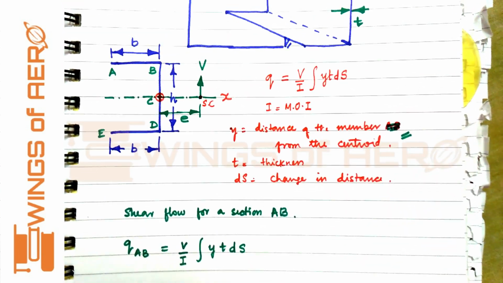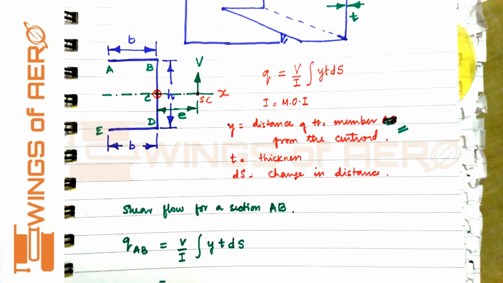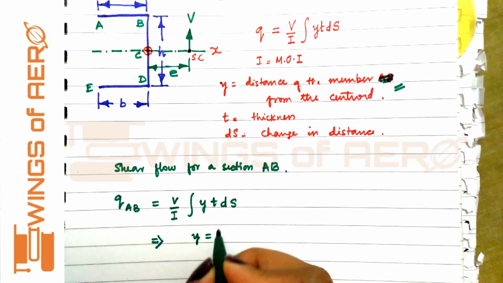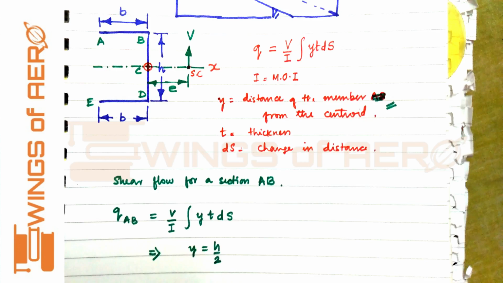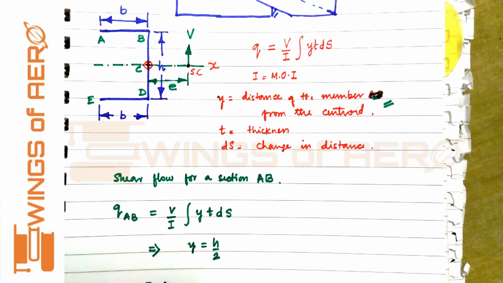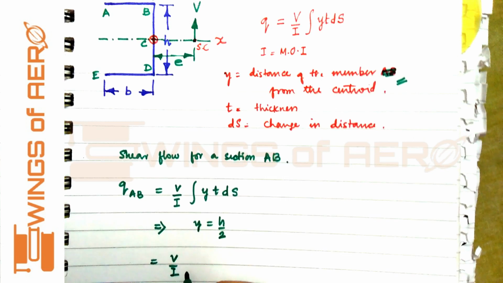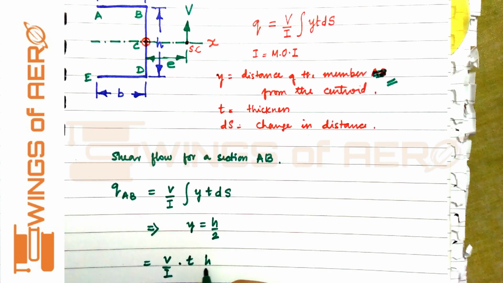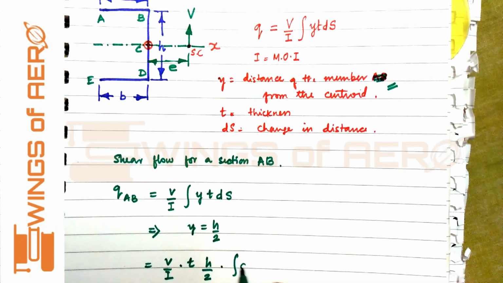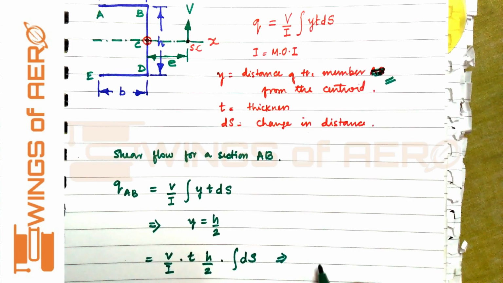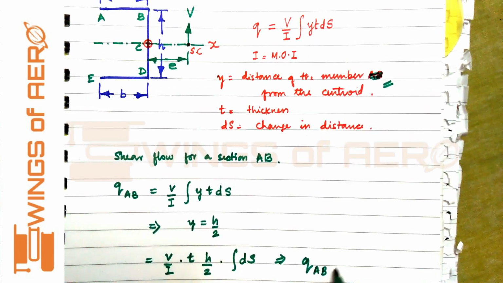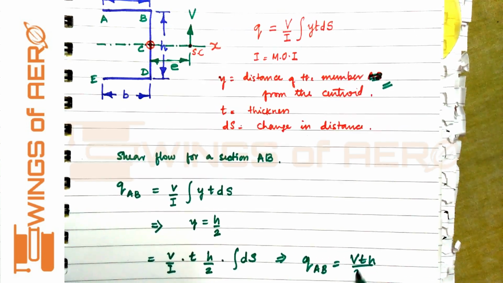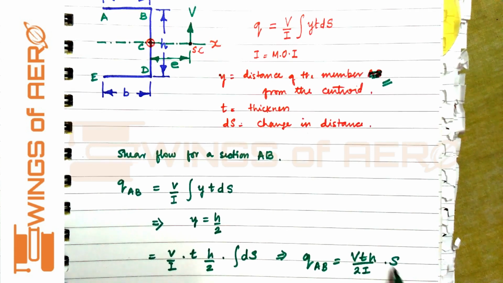So here, what is y? y is h by 2. So substituting here, V by I into t h by 2 integral of ds, we get q_AB equals V t h by 2I into s.